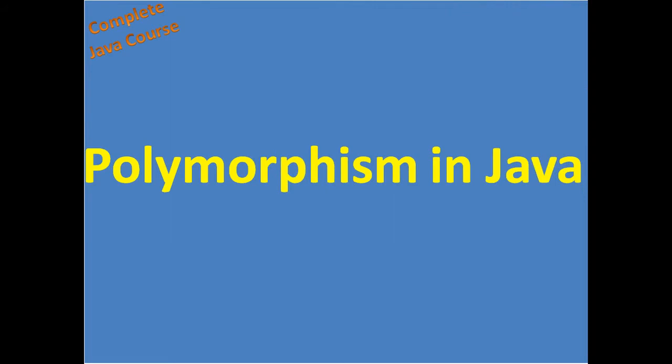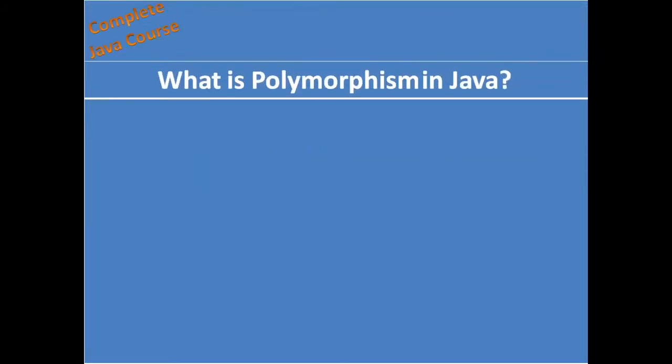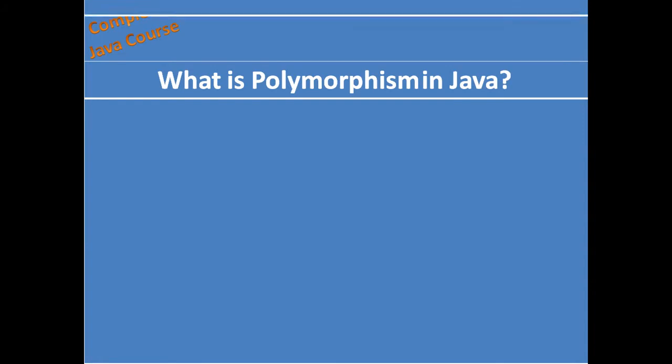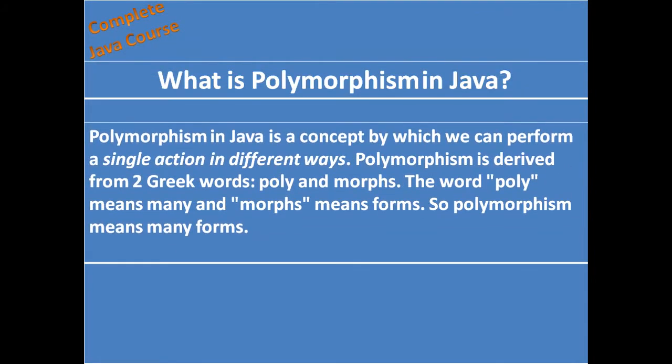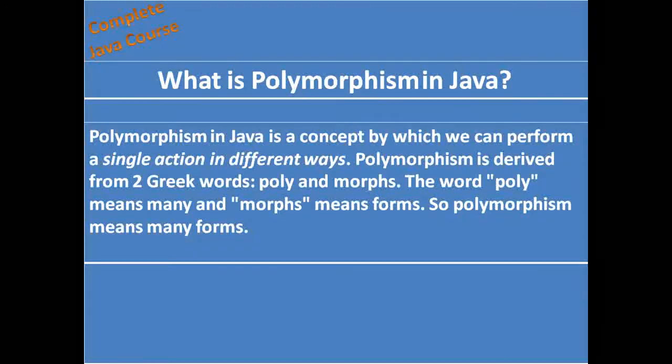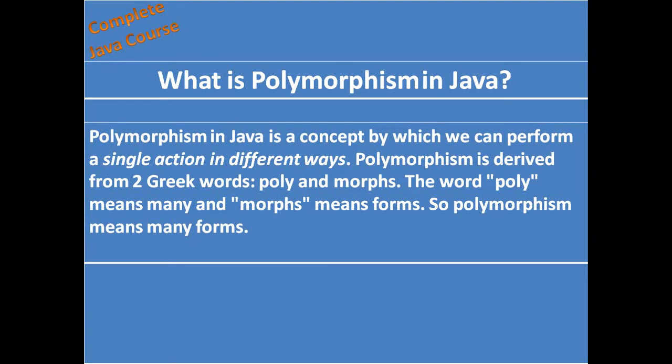Polymorphism in Java. What is polymorphism in Java? The definition of polymorphism is: polymorphism in Java is a concept by which we can perform a single action in different ways. Polymorphism is derived from two Greek words, poly and morph. The word poly means many and morph means forms. So polymorphism means many forms.